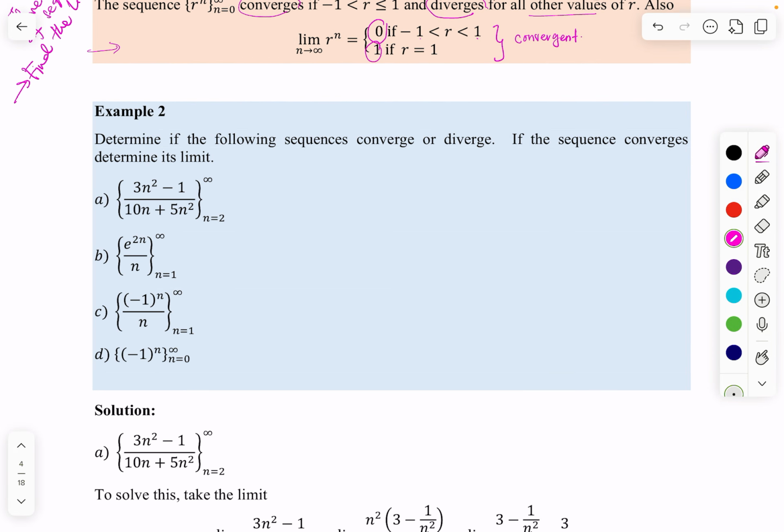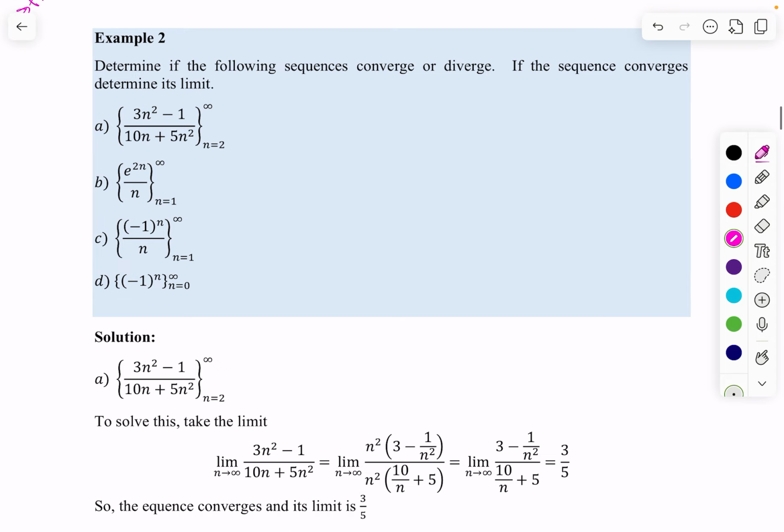Okay, so we go to example 2. Example 2: determine if the following sequences converge or diverge. If the sequence converges, determine its limit. So that means if the sequence converges, then it has a value for the limit. Okay, let us look at the first one, A.